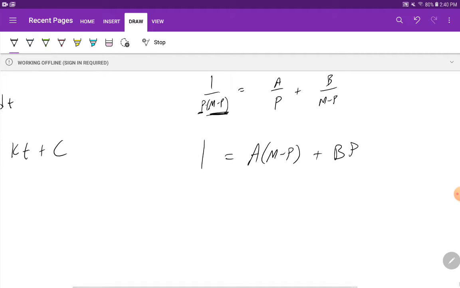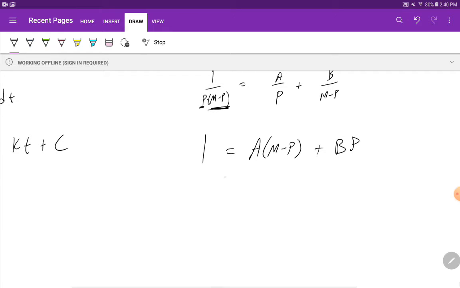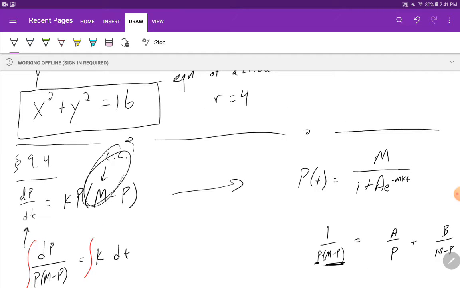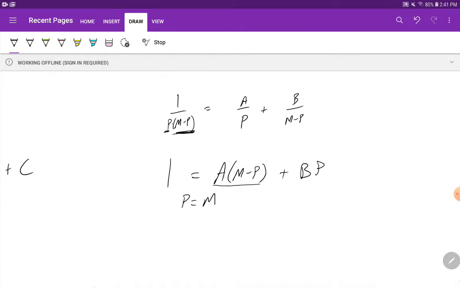Now we have to solve for a and b by picking smart values of p. This should sound familiar. I'm going to pick my first smart value based on this. I'm going to let p equal m. And once again, what is m? M is a constant. It is your carrying capacity. It will not change in your problem. So if p is equal to m, that means the a gets canceled out, and I'm left with b equal to 1 over p.